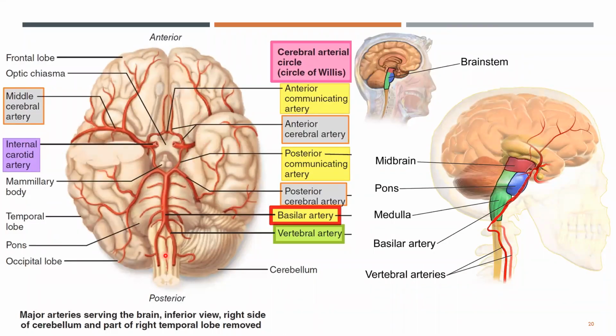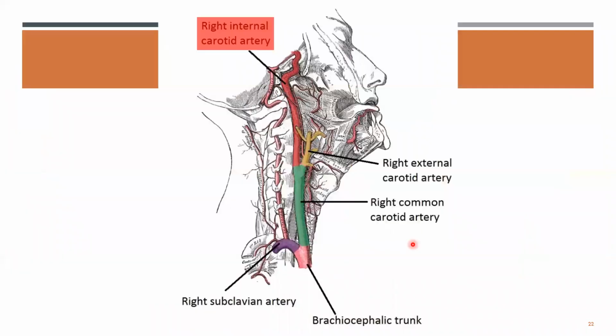Again, circle of Willis, vertebral, basilar, internal carotid artery coming from the common carotid artery. And here you can see the vertebral arteries going up to the pons area, okay, to make up your basilar artery. Vertebral plus vertebral at the pons area, it forms your basilar artery.